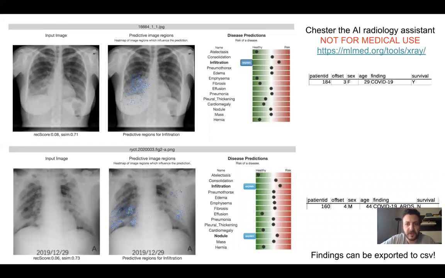One tool that you might want to look at is called Chester, the AI Radiology Assistant that we worked on at Mila. It's not for medical use, but you can analyze data with it and see if there's any sort of relationship that can then be validated in some further study. So here are two patients that we pulled from the data set. We said they both predict infiltration. These patients are similar in age, so they're young, but one survived and one didn't. So we're looking at links between these existing radiological findings that we could predict. These are 14 radiological findings from the NIH data set.